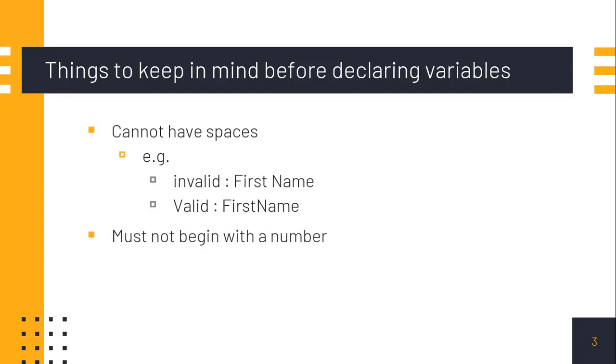Similarly, your variable name must not begin with a number. You cannot name your variable as one number. It can be as name one. It can contain a number but should not start with a number.